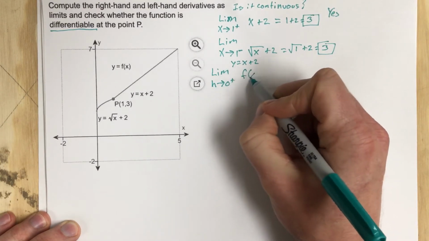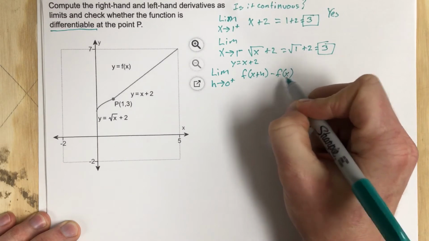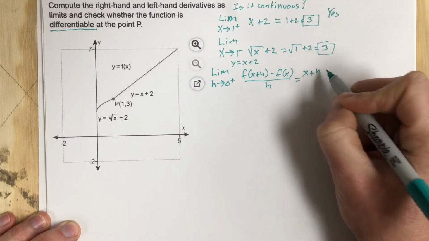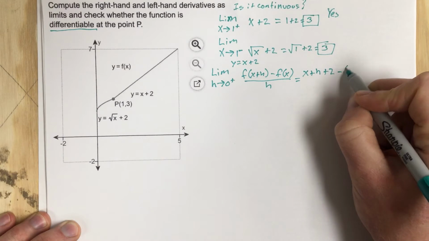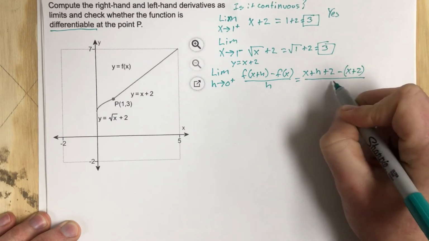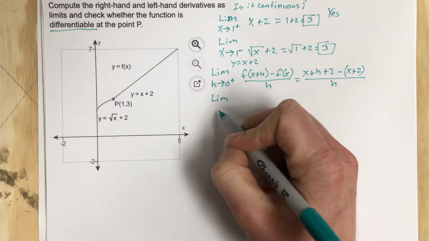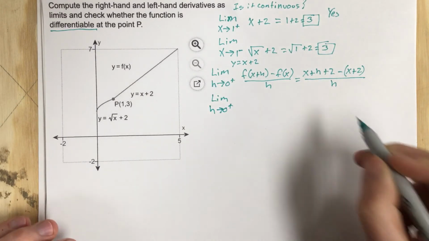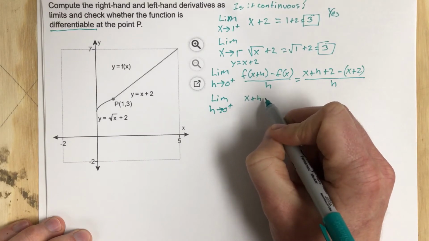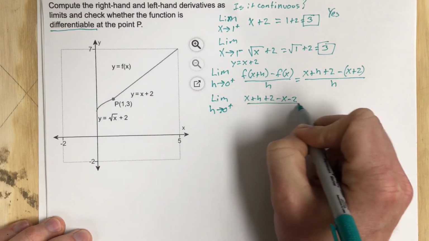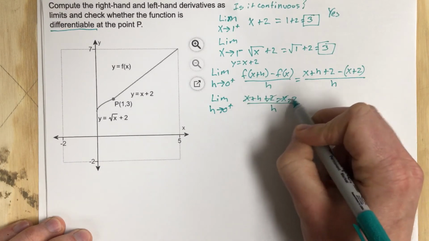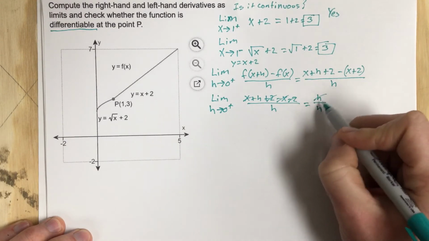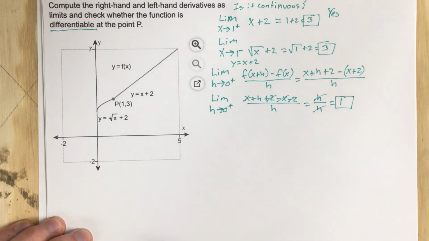So I have f of x plus h minus f of x all over h. I plug in the x plus h, so I get x plus h plus 2 minus the original function, which is x plus 2 all over h. And I end up with limit as h approaches 0 from the right. Distribute there, I get x plus h plus 2 minus x minus 2 over h. Cancel, cancel, cancel, cancel. We're left with h over h, which gives you 1.